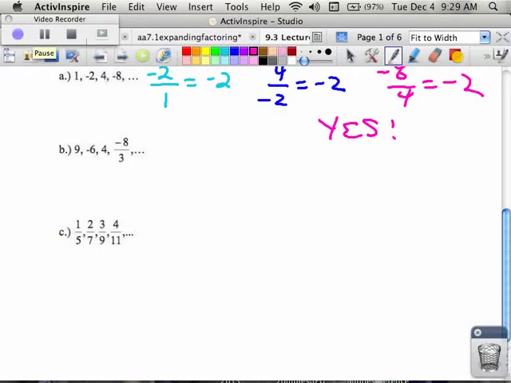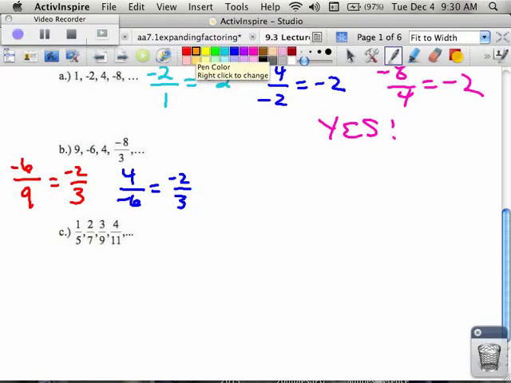Okay, as we look at letter B, and I'm checking the ratios, I would take negative 6 divided by 9. That's negative 2/3. So that's a good start to figure out what's going on. And then I go with the next thing, which would have been 4 divided by negative 6, and that's negative 2/3. And I think to myself, okay, that's cool. And then I run to the next one, which usually throws a few people for a loop. And I want to take negative 8/3 divided by 4. Yikes. Now what?